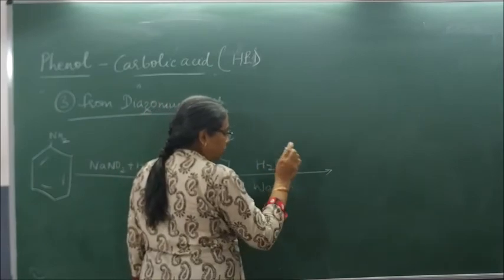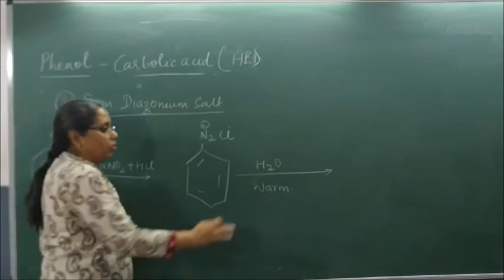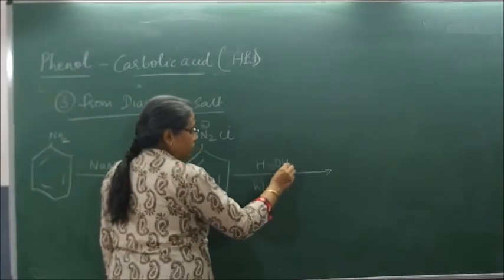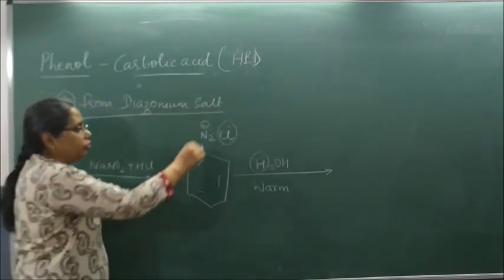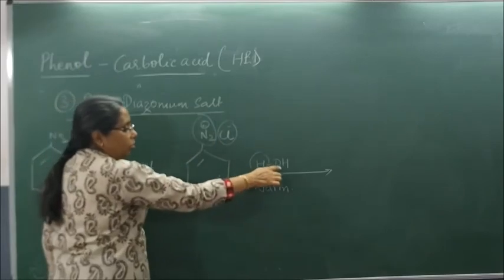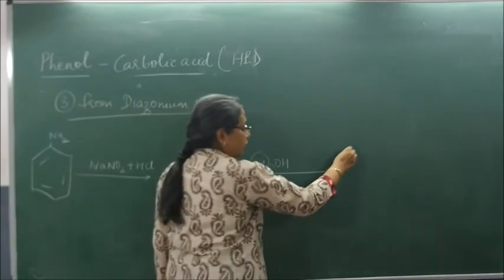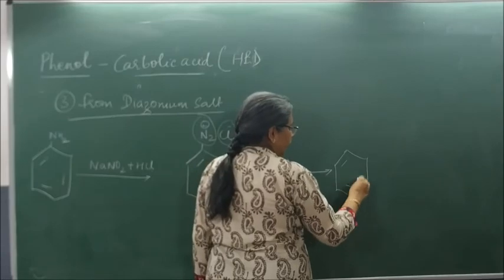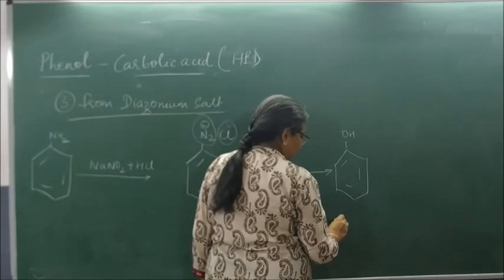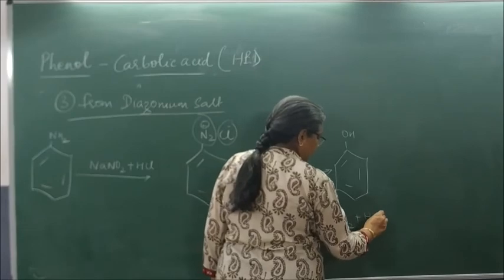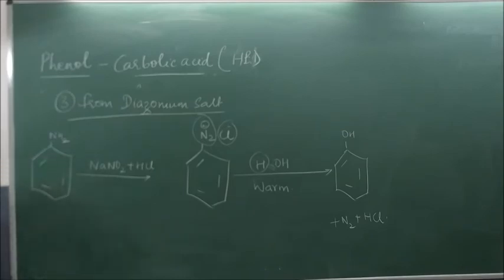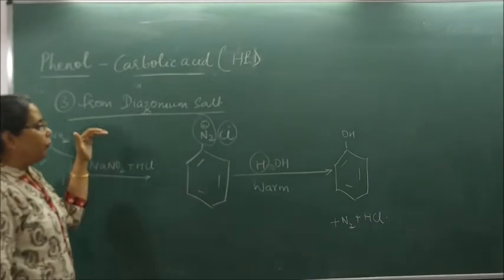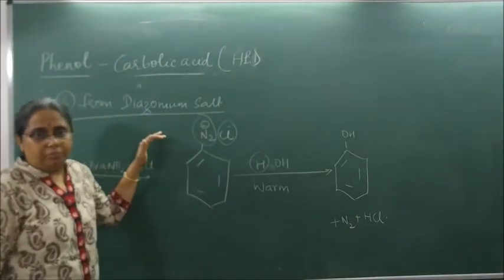When you warm this with water, water can also be written as HOH. See, this H and this Cl will be removed. Nitrogen also will be removed. OH will come and add here. So I will get C6H5OH plus N2 plus HCl. This is what kind of a reaction? An elimination reaction where nitrogen is removed from the reaction mixture. So the third method of preparation of phenol is from diazonium salt.